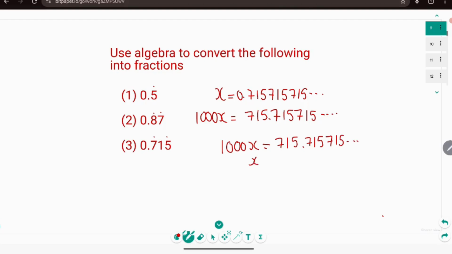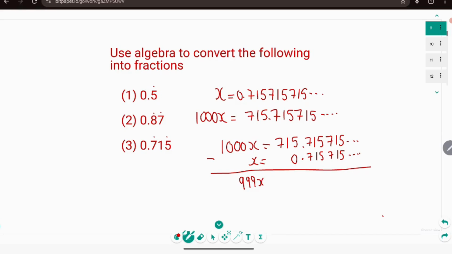One x on the bottom. Line them up nicely. Subtract. 1000x, take away 1x, 999x.